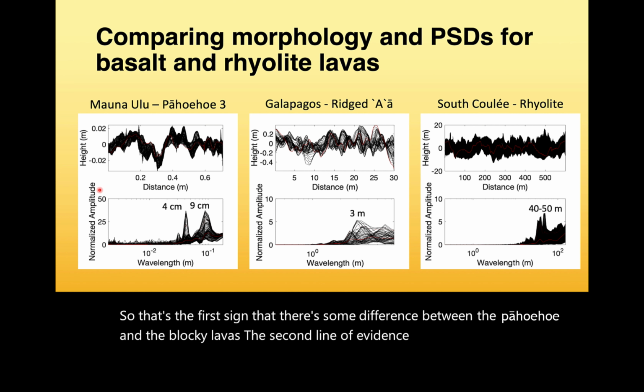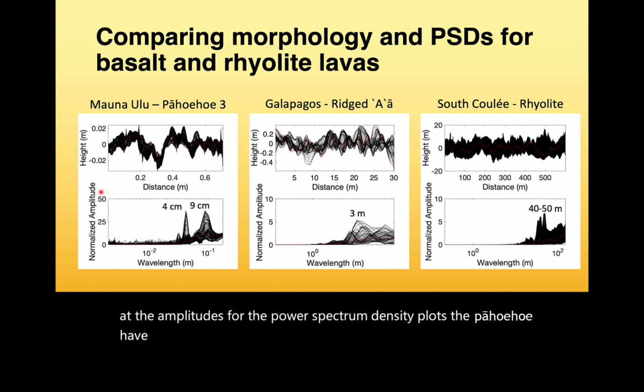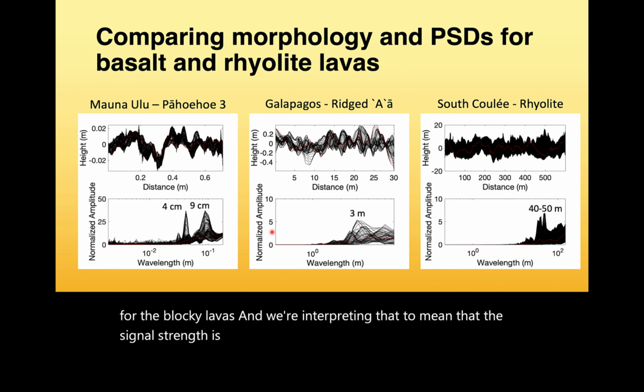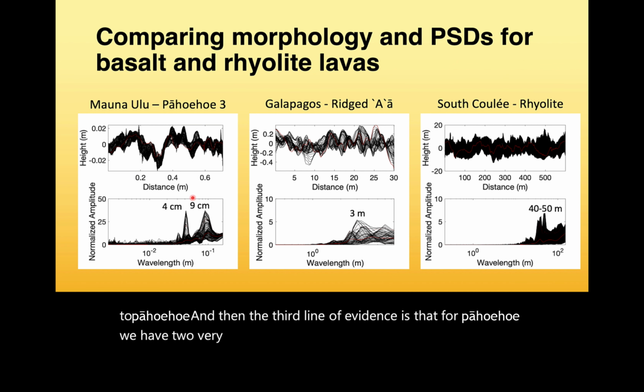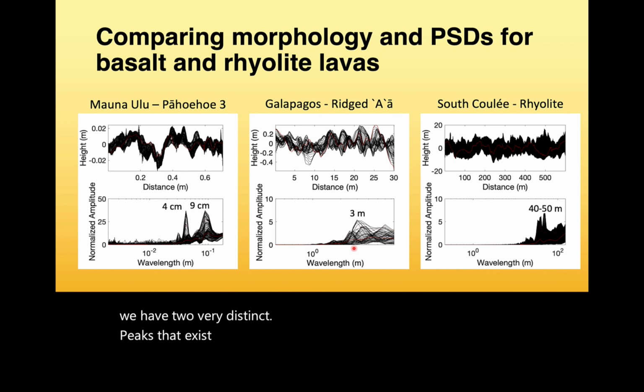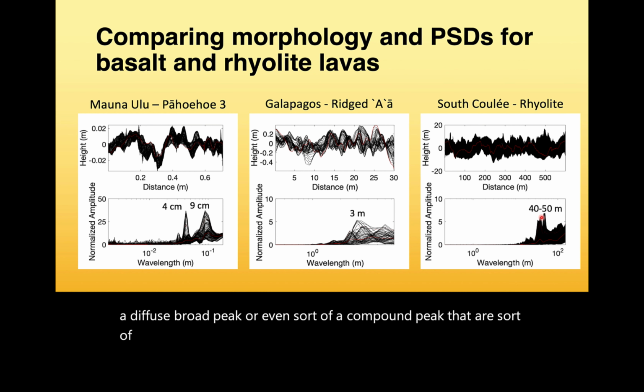The second line of evidence is that if we look at the amplitudes for the power spectrum density plots, Pohoihois have generally much higher normalized amplitudes than we'd see for the blocky lavas. And we're interpreting that to mean that the signal strength is just much lower for blocky lavas when compared to the Pohoihois. And then the third line of evidence is that for the Pohoihois, we have two very distinct peaks that exist, whereas with the blocky lavas, we get sort of either a diffuse, broad peak, or even sort of a compound peak that are sort of indistinguishable. And this is likely due to variations along the length of the DEM.